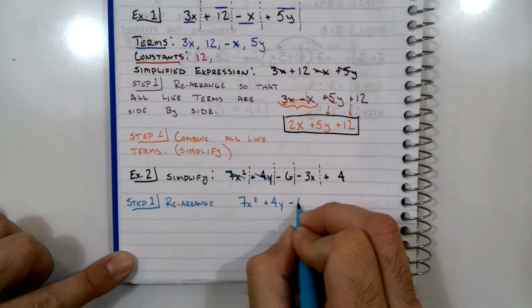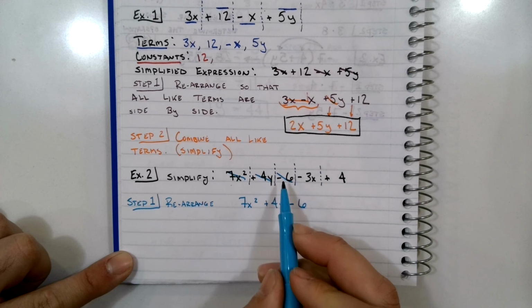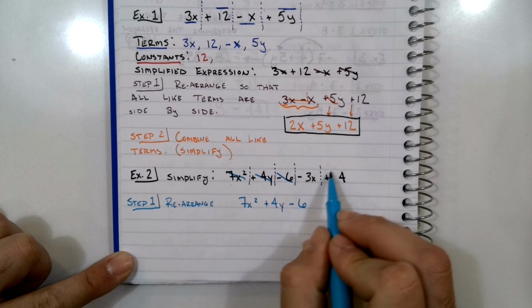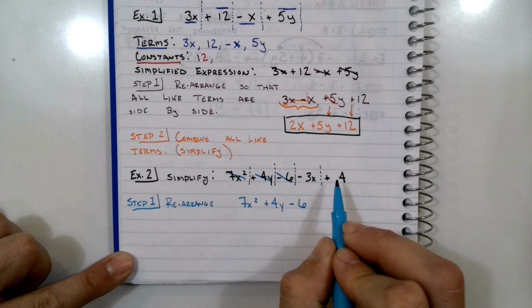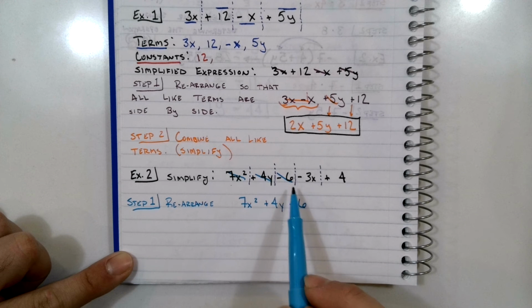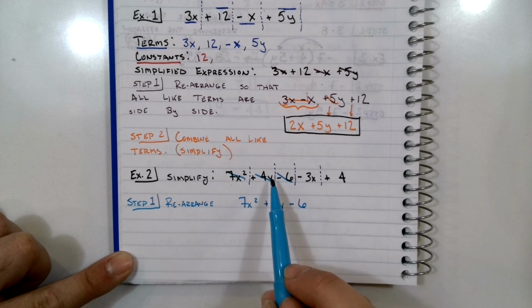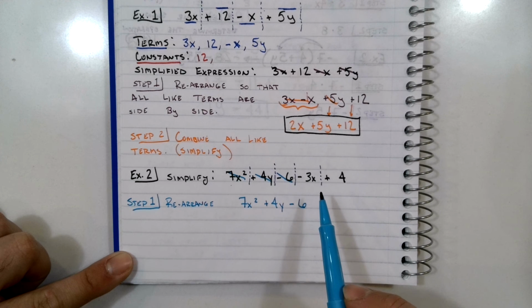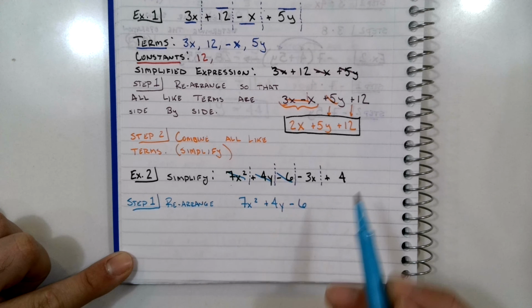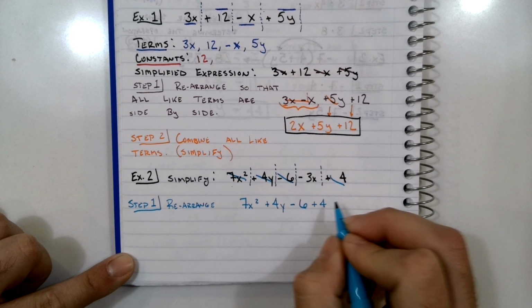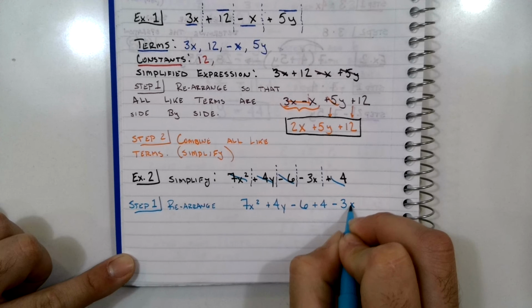Negative 6. Negative 6 is a constant. Are there any more constants? Yes. This is another constant. A lot of you all will get stuck at looking at variables and think, oh, it's a 6, there's nothing else like it. There is. 4 is a constant. They're both constants. Just because they don't have variables doesn't mean they're different. They're the same because they both don't have variables. So now I have a plus 4, and then my last that I have left is a negative 3x.